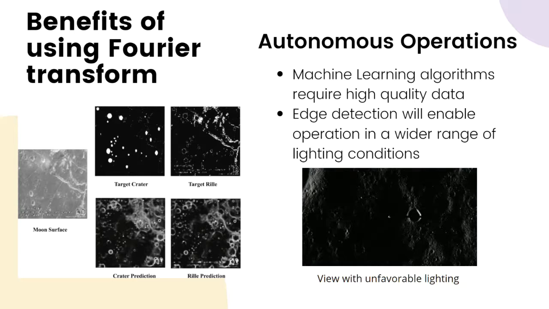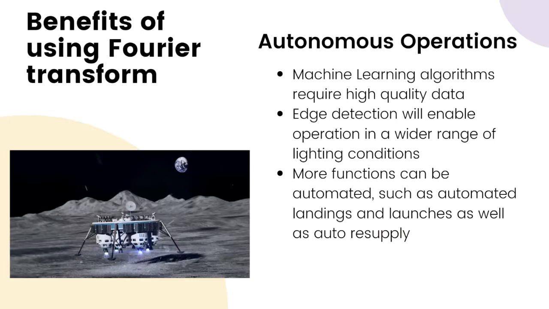As the Moon can approach periods where it's pitch black and lighting unfavorable, this would be essential to ensure long-term operations. Lastly, by enabling more data to be used, autonomous operations can operate with greater certainty. This could be applied into automated launches and landings without the need for human guidance and will be the start for auto resupply missions.